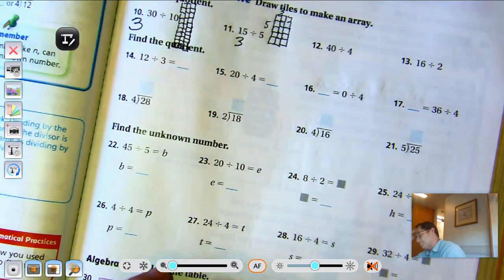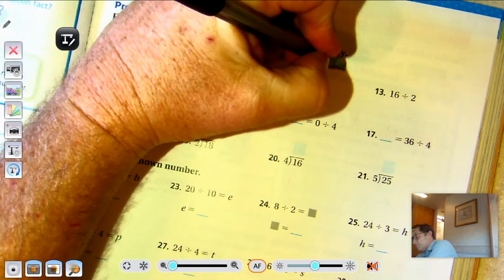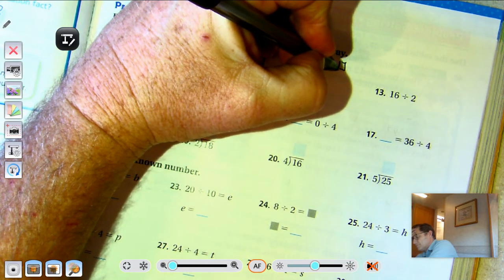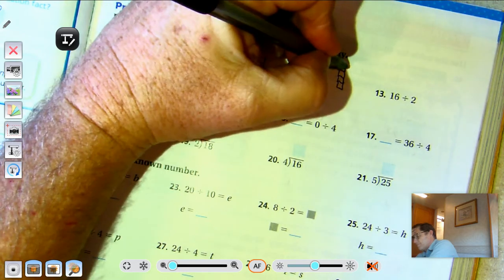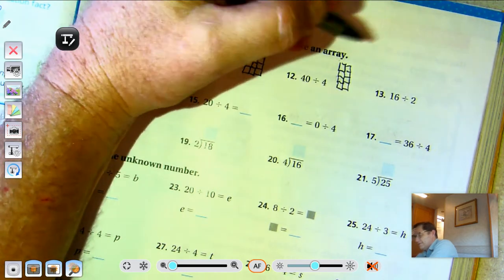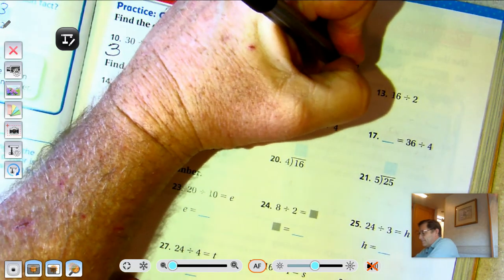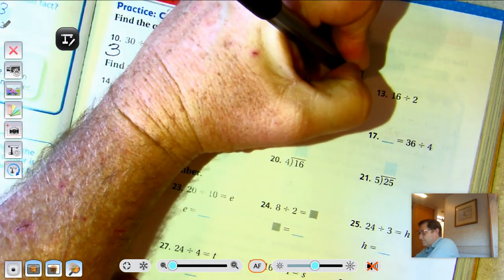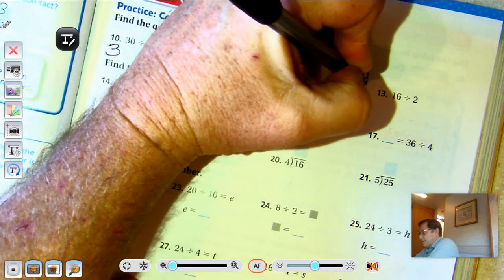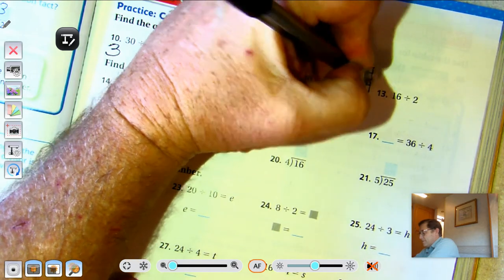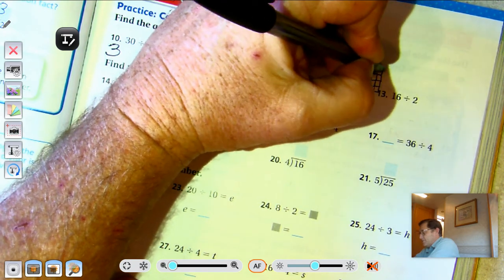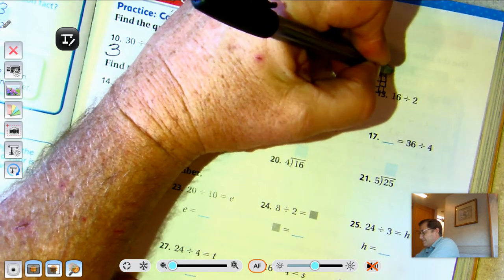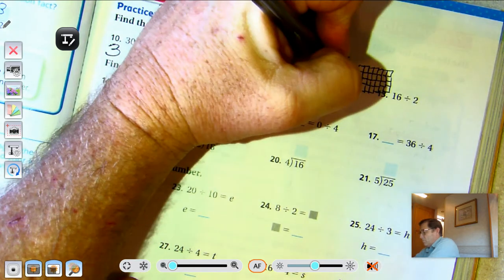40 divided by 4. So we have 4 rows. And we're going to keep adding 4s until we get to 40. 8, 12, 16, 20, 24, 28, 32, 36, 40. 4 rows of 10.